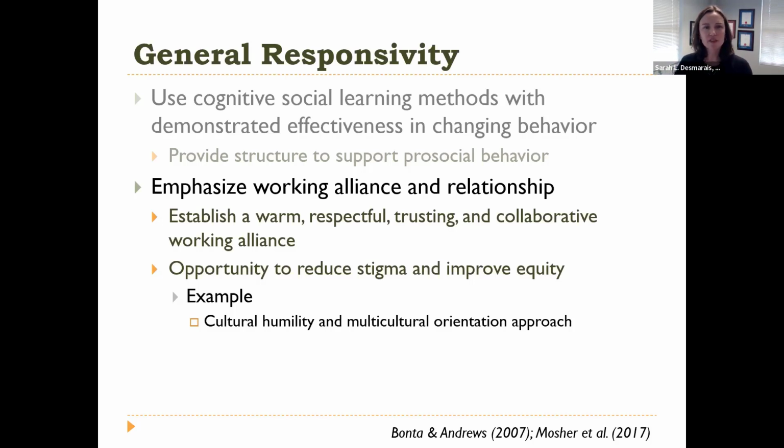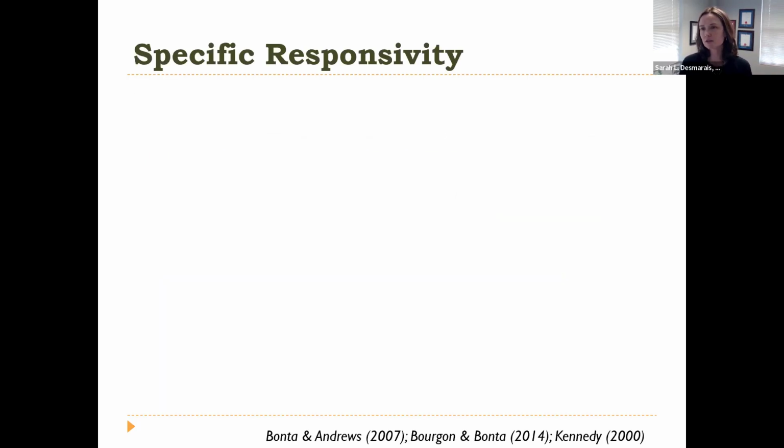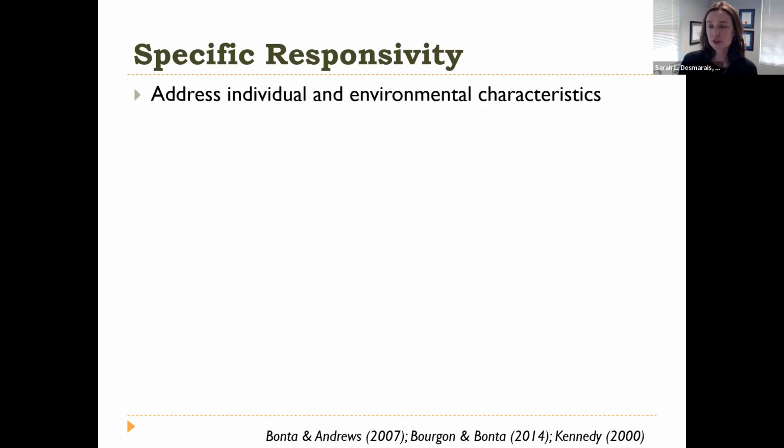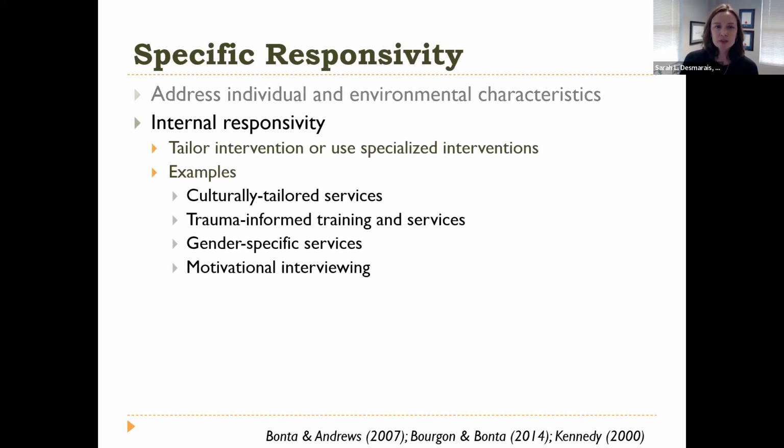Okay, so that's general responsivity. Overall, we should be using therapeutic strategies that are evidence-based, that have been shown to be effective, that structure pro-social behavior. But then specifically for one individual person, we want to consider their circumstances. So we want to respond and tailor our interventions to the person in terms of their culture, if they have a trauma history, gender-specific services. We might consider motivational interviewing to meet them where they are in terms of their willingness and understanding of their behavioral health issues and readiness for change.